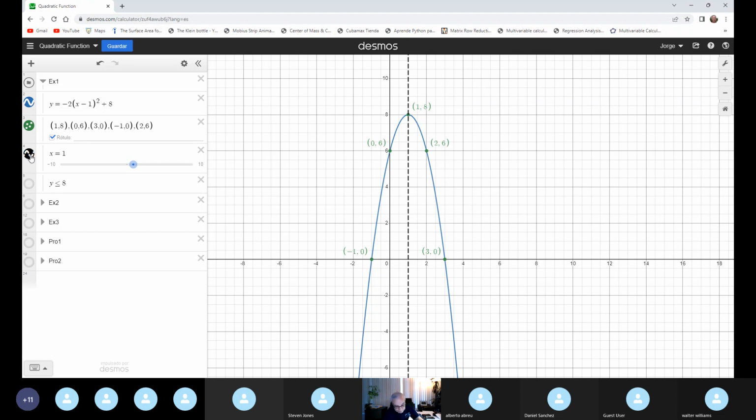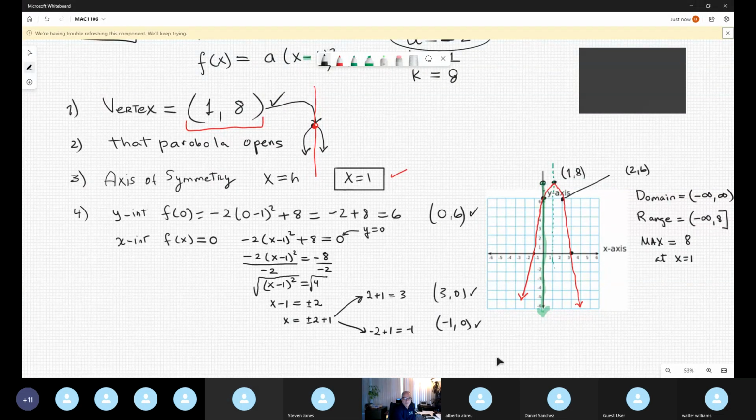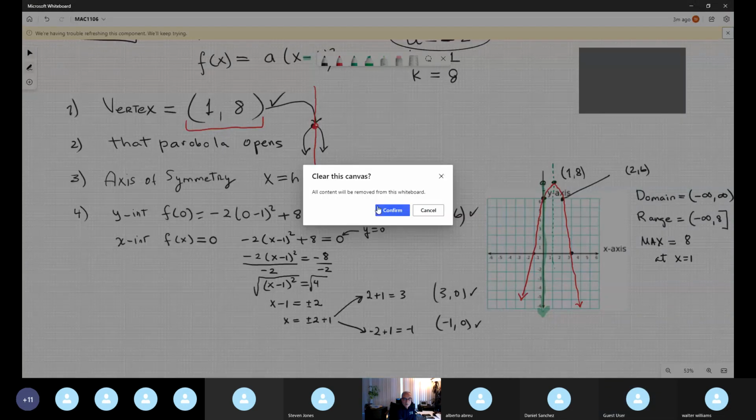How do you feel? Clear? Or confusing? Clear. Let's do another, a little bit more complicated problem. I want to come back again to the whiteboard. Do you see my whiteboard? Yes. I want to erase everything. Example 2 now.